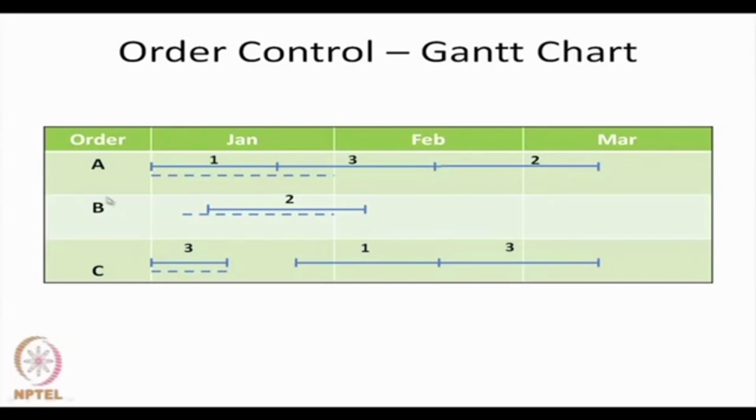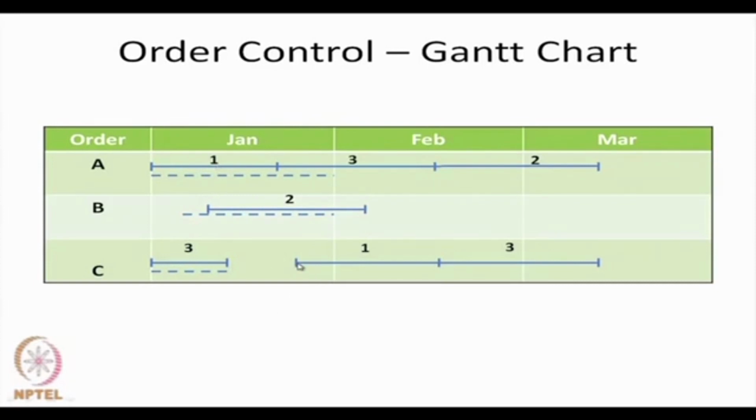Order B will be processed in machine 2, because machine 2 is idling, it can start here, and order C can be processed by machine 3 in the beginning of January, and then in machine 1, because machine 1 is already booked for order A, machine 1 will be available only after order A is complete.